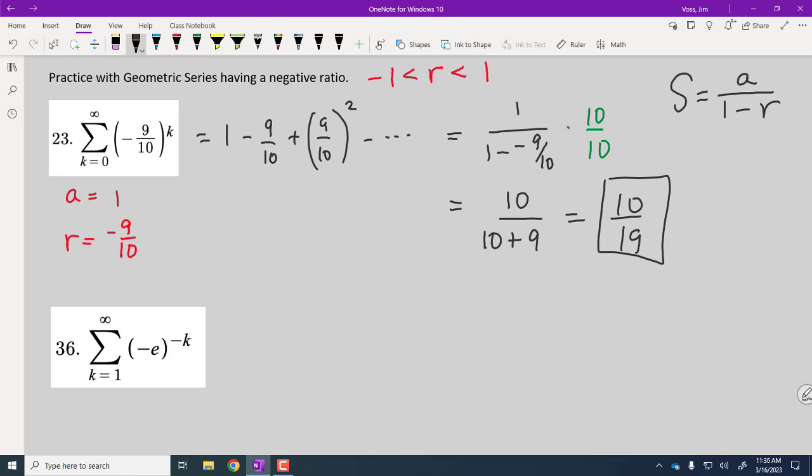Does that make sense? Feels like we're just doing algebra again. But we're adding so fast. We're adding an infinite number of terms. Take that, Zeno.